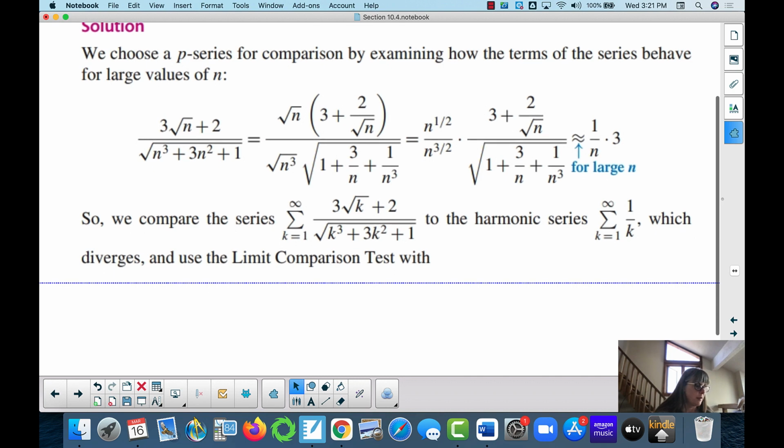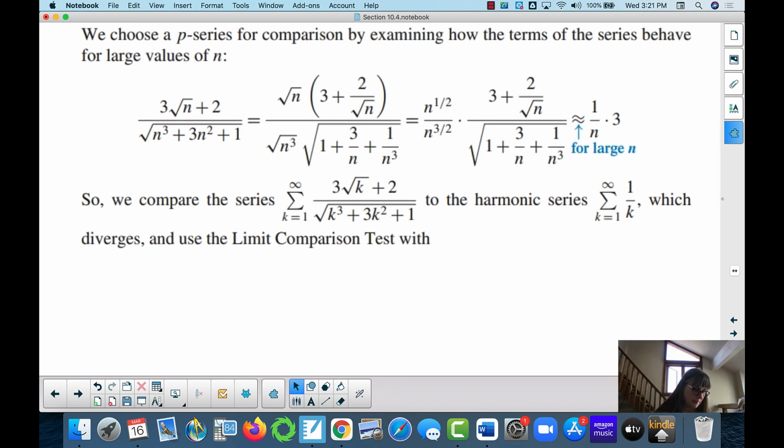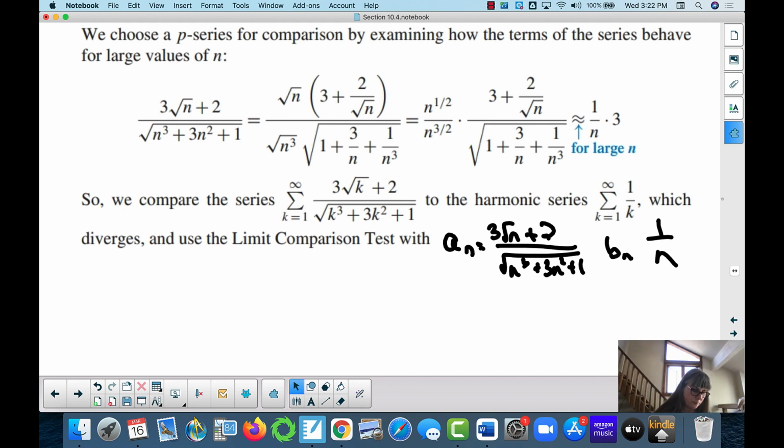So when we do that limit comparison test with the harmonic series, a sub n is this thing, and b sub n is our 1 over n. Okay, so remember, you're taking these and you're evaluating them at very large n to see what kind of series they're close to. This one happened to be close to the harmonic series. So now we do the limit test with the ratio.